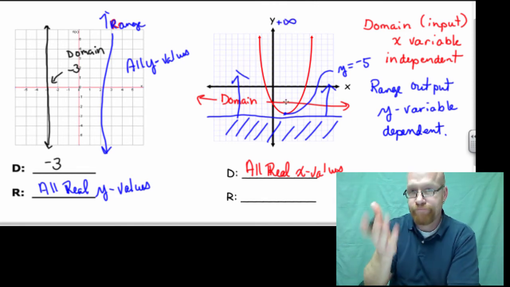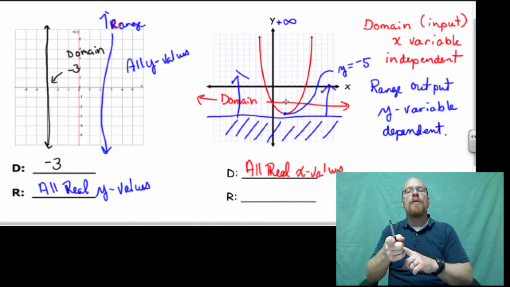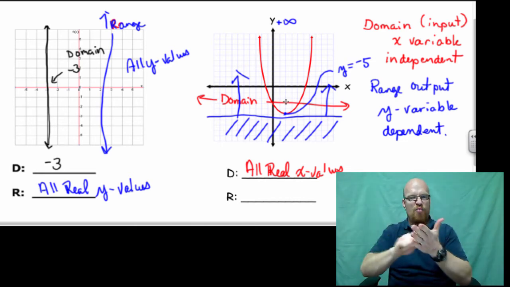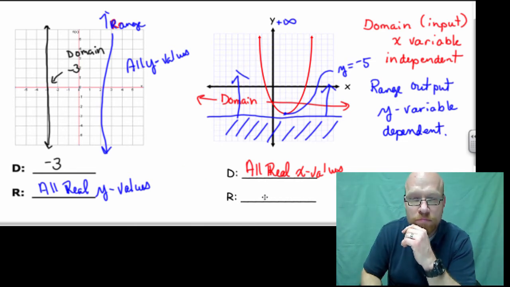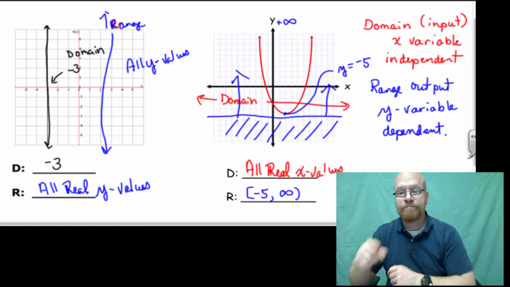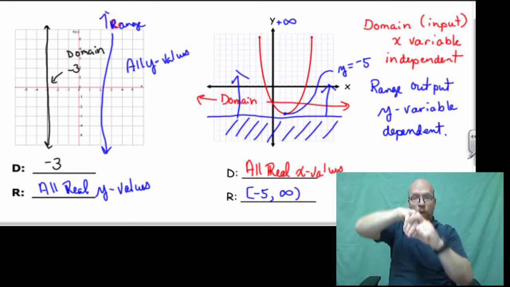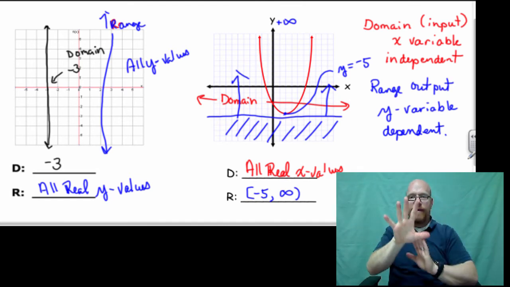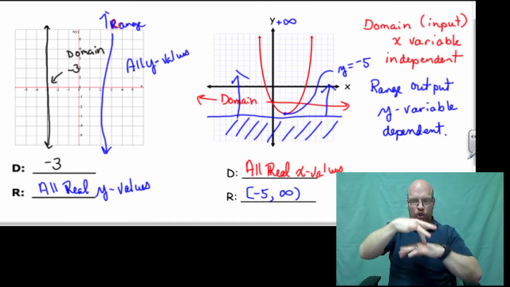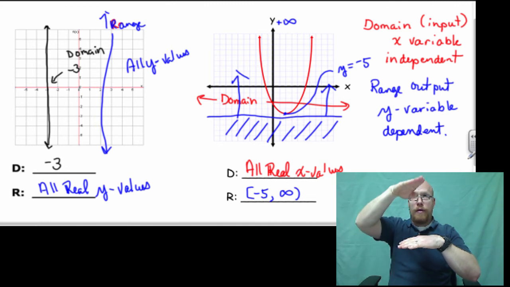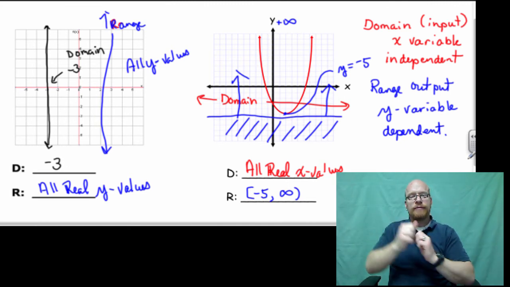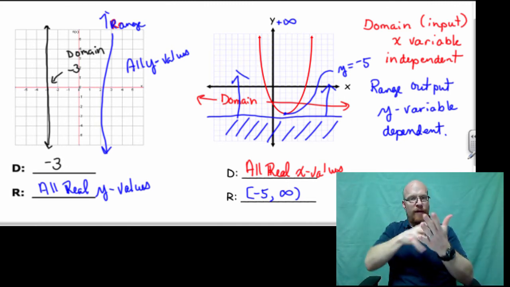Okay. Now we need to know how to write this range. The square bracket means -5 is included in this set. This graph does include y equals -5 and up to infinity. That's our range for that graph.